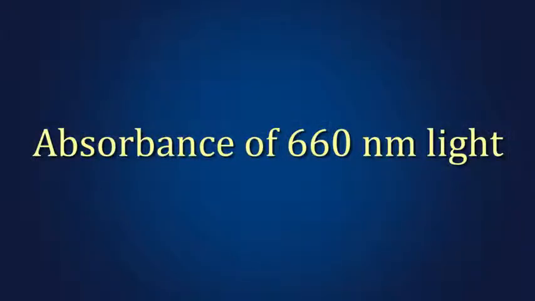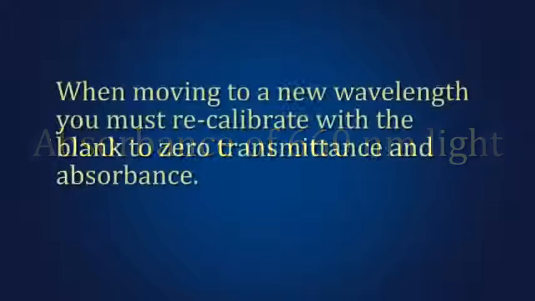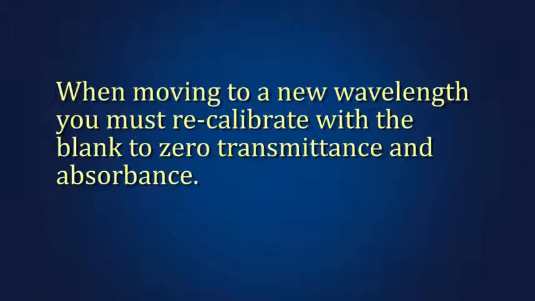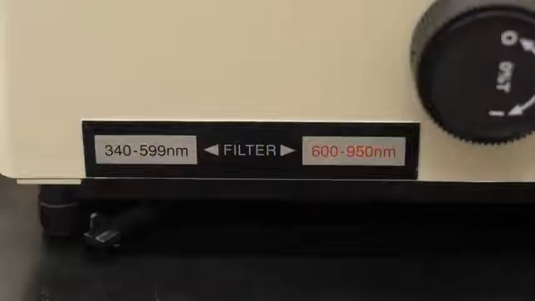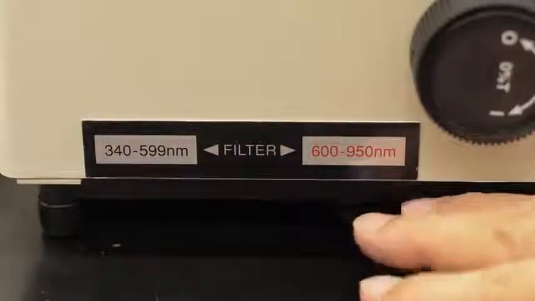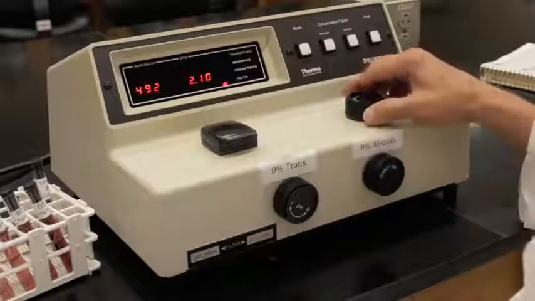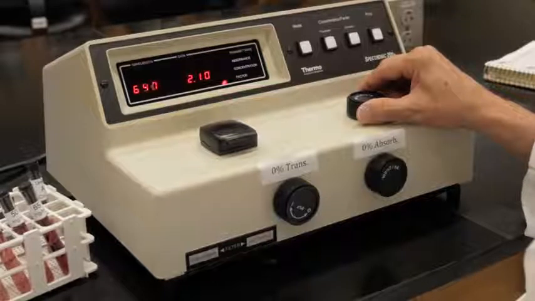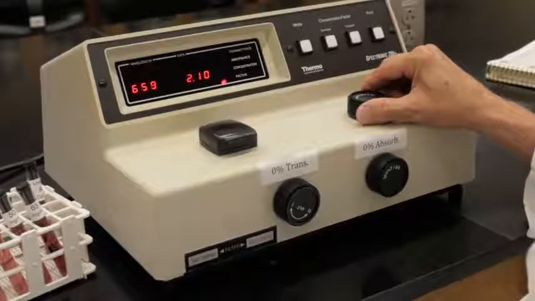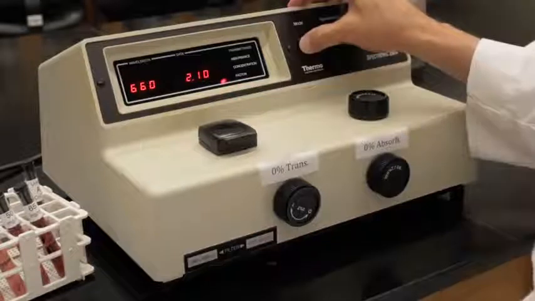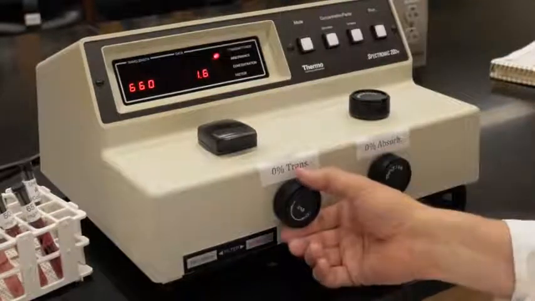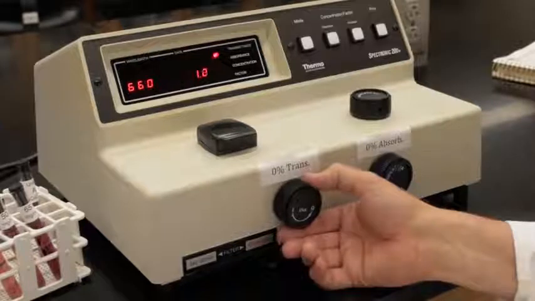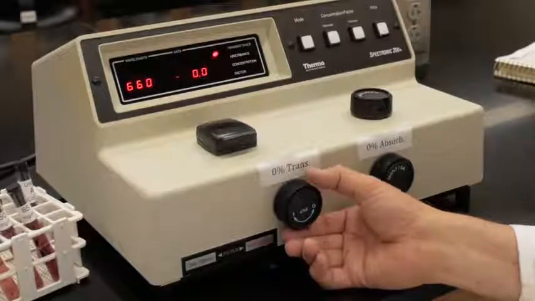Now let's test for absorbance of 660 nanometer light. Remember that we're using a new wavelength, so we need to recalibrate with the blank to 0 transmittance and absorbance. Adjust the primary filter to the range that includes 660 nanometer light. Adjust the wavelength filter to 660 nanometer. Press the Mode button to select transmittance. Be sure the sample holder is closed and adjust the transmittance knob to 0% transmittance.